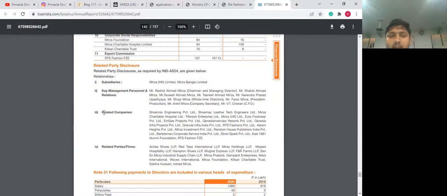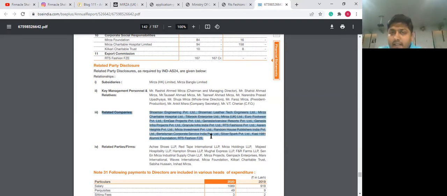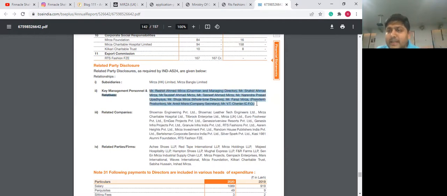As you can see in the related parties list, there are quite a lot of private companies, once again indirectly owned somewhere or the other by the management running this business of Mirza International. The names of the key management personnel who have this conflict of interest are already present here. We will be using this, by the way. I'll show you how to do that. So let's get started with the analysis.